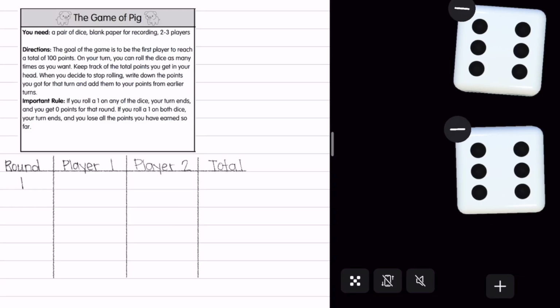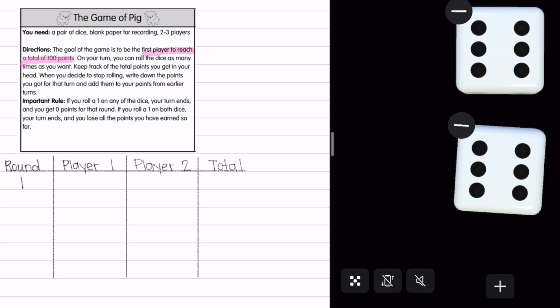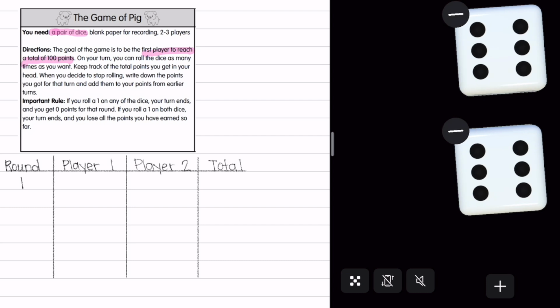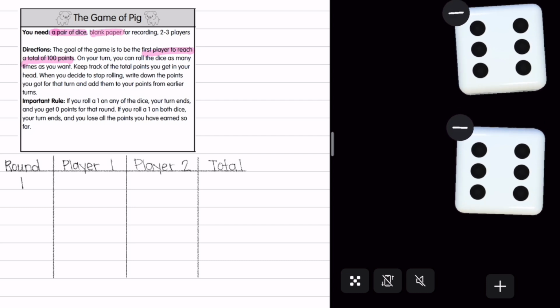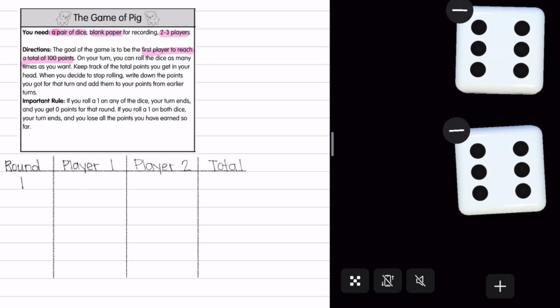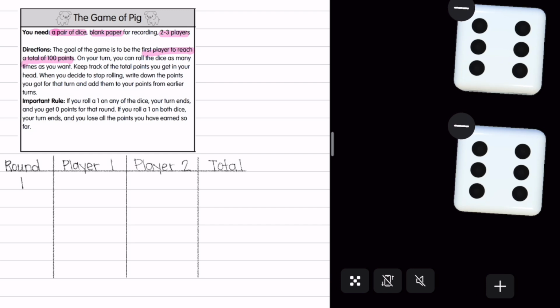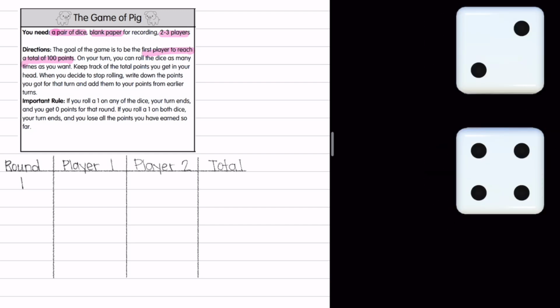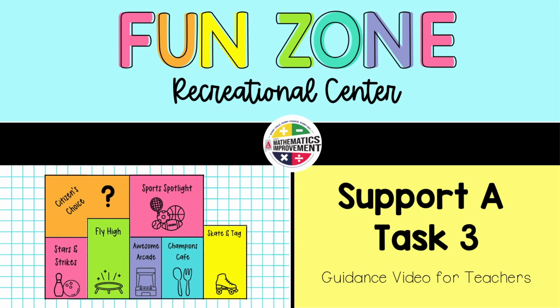The goal of the game of pig is to be the first player to reach a total sum of 100 points. Players will need a pair of dice, blank paper for recording, and at least 2 to 3 players. So the first player starts the round by rolling the dice, and then they add the 2 dice together. So in this case, 4 and 2 is 6.